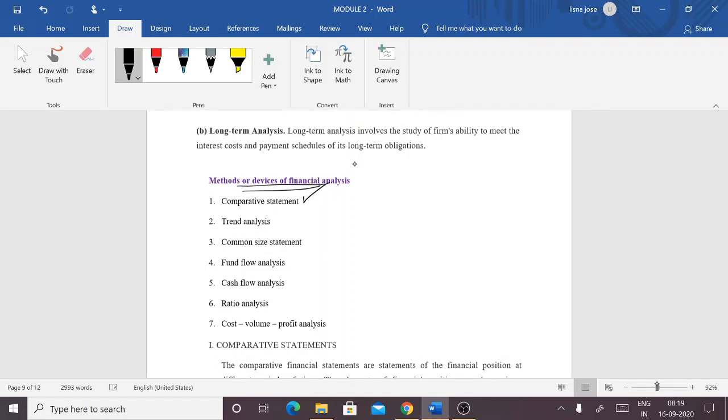First one is the comparative statement, and in comparative statement we have seen the income statement and balance sheet of a company with the help of comparative statement. The second type of method or device for carrying out financial analysis is the trend analysis. That is what we are going to discuss now. And in the last module we have already seen how we can carry out financial statement analysis with the help of ratios. It is already covered, and now we are moving to the trend analysis part.